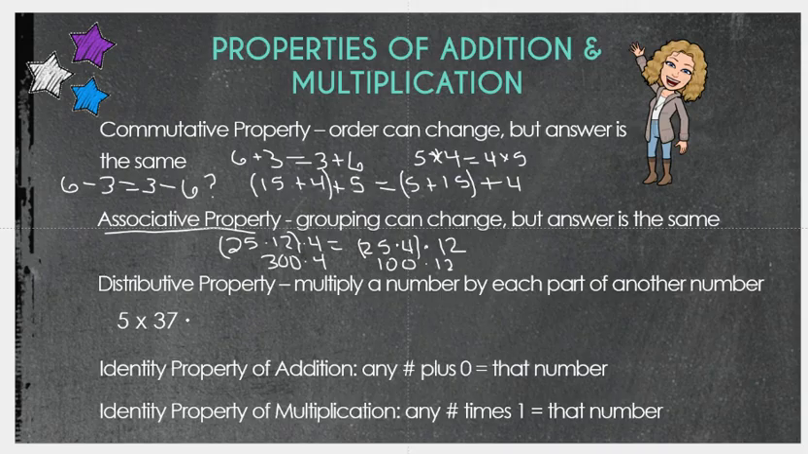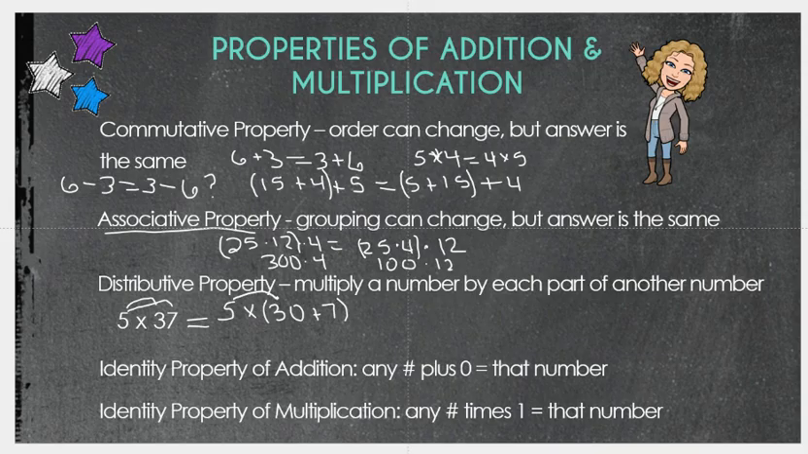Now, the distributive property can be a little bit more complex. Basically, the distributive property says if I'm going to multiply a number times another number, I need to multiply it by each part of that number. So I'm going to multiply the 5 times 30 and the 5 times 7. And oftentimes we will end up writing it like this so that we can see we have broken it into the place values, 30 and 7. And then we multiply the 5 times both parts.